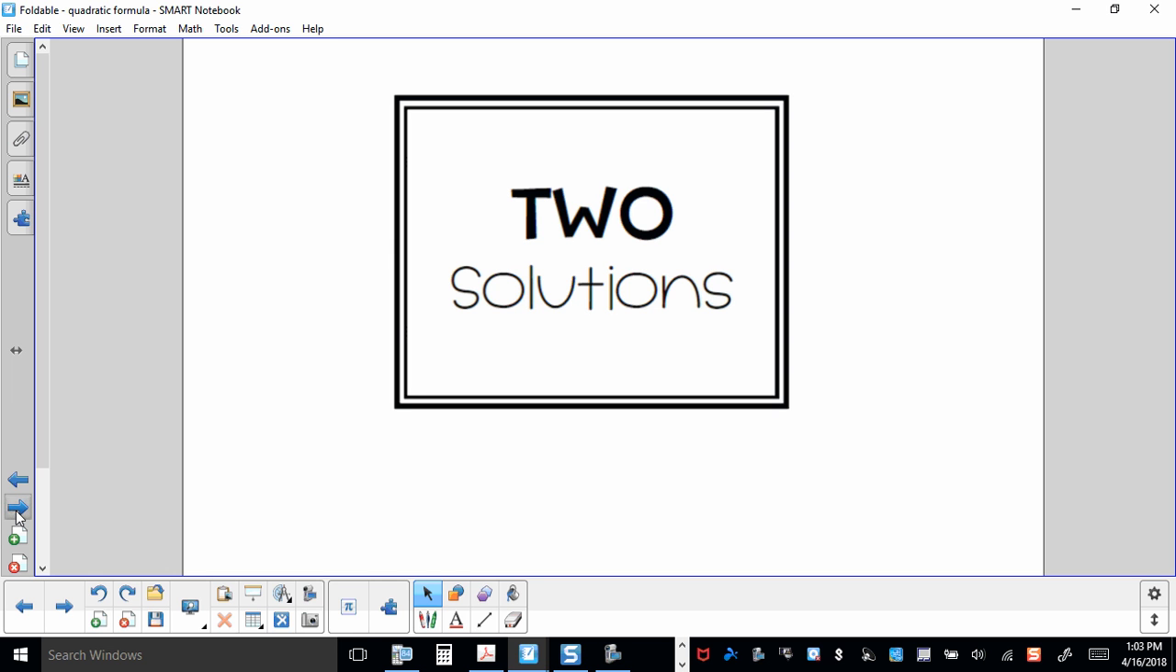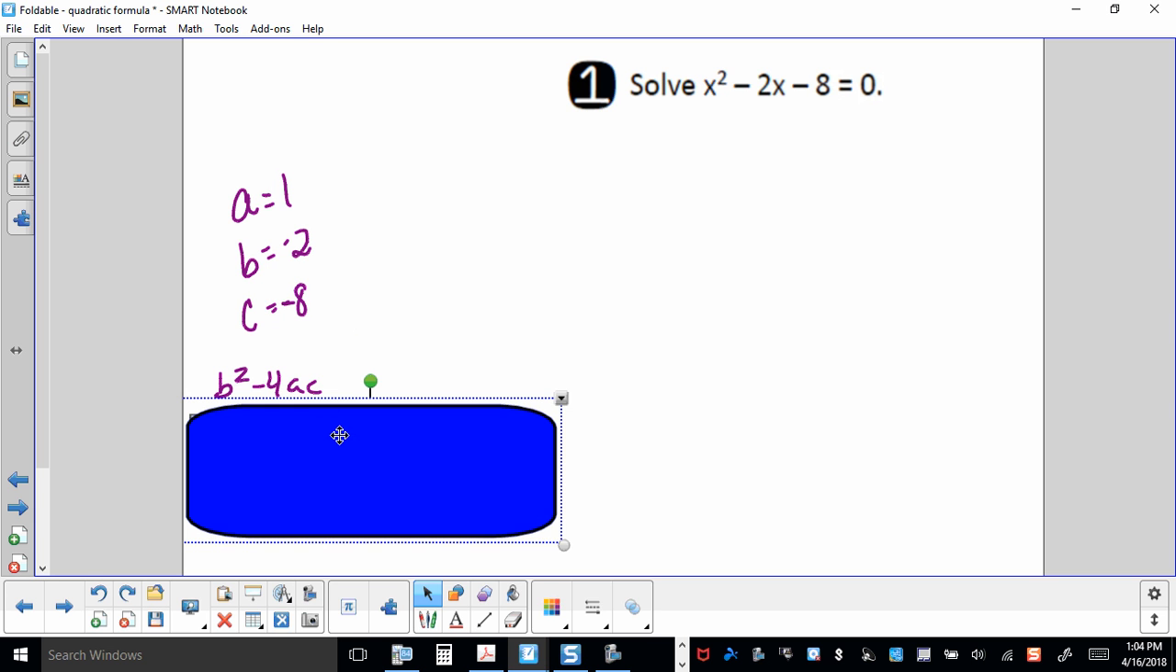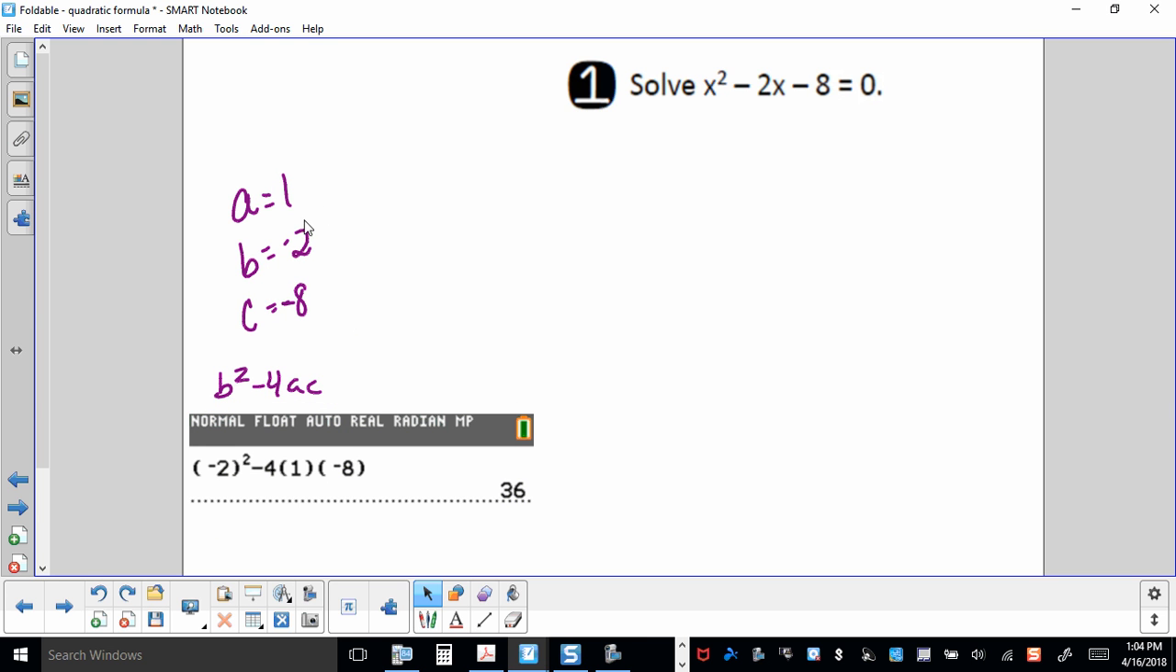So let's solve some quadratic equations that have two solutions. In order to solve it, we first check that we're in standard form, and we are. So go ahead and identify A, B, C, and go ahead and calculate the discriminant. So once we've identified A, B, and C and calculated our discriminant, we can just put the numbers into the formula. So the quadratic formula is minus b.